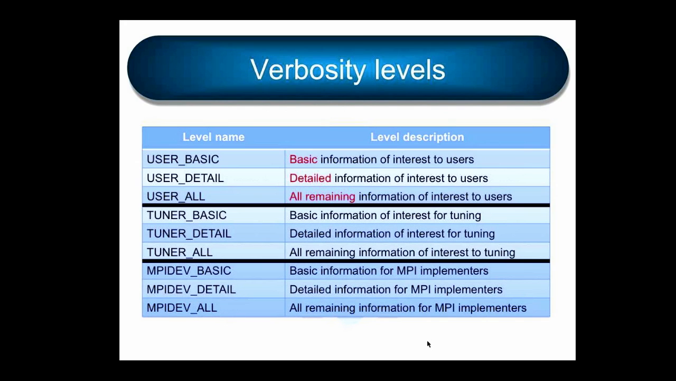So there's verbosity levels. And we made up this, it's kind of a 9-block thing. So it's 3 groups of 3. And we define 3 different types of intended audience for these things. So there's the end user, there's a performance tuner, and then there's an MPI developer themselves. And then within each of those 3 blocks, there's basic, detailed, and everything else. Right? So yes, it's 9, but it's just 3 by 3.